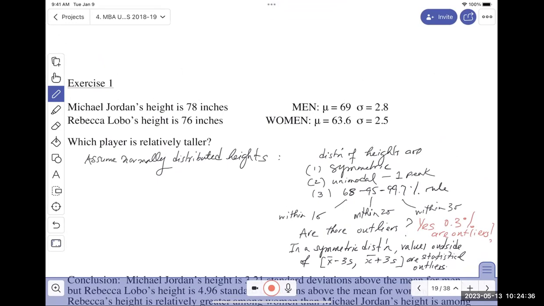Now, because it's symmetric, there's a left and a right side. 0.15% are outliers that are on the right side or right tail, and 0.15% are on the left tail. So you have extreme values, extreme high and extreme low values, okay? The normal distribution allows for outliers.